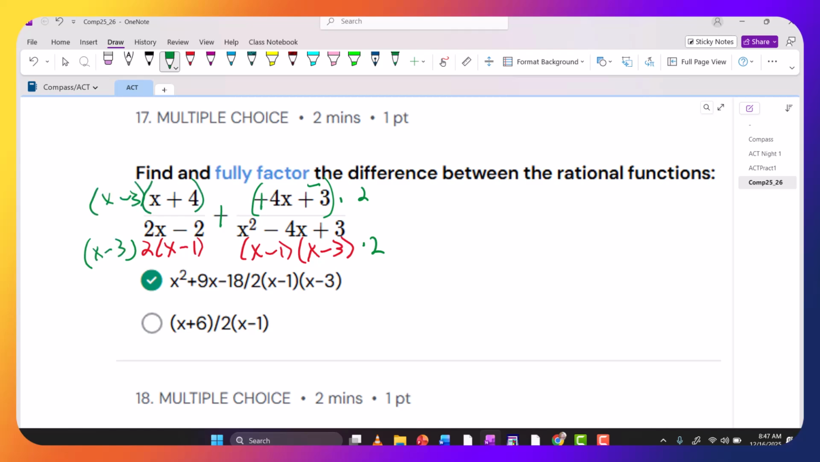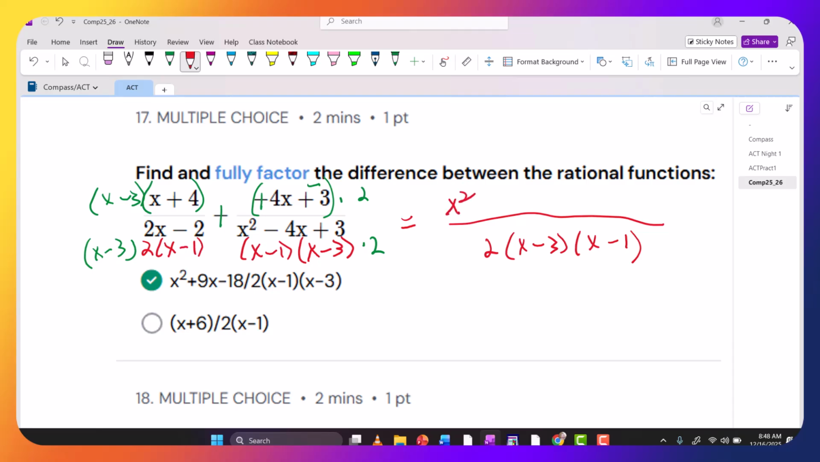Okay, so this has got to be FOILed, but you leave the common denominator factored. So 2 times x minus 3 times x minus 1. That's what you do when you add fractions. You add the numerators and carry the common denominator. Now I'm going to start FOILing here.